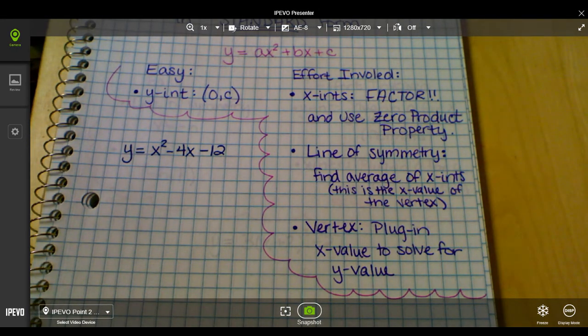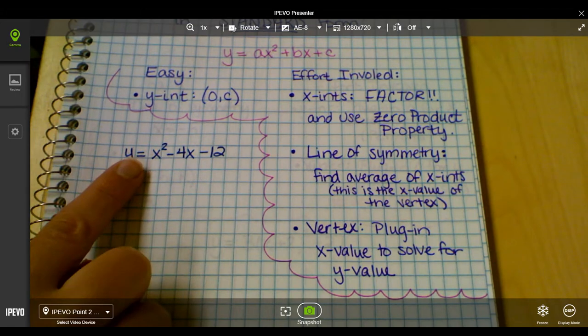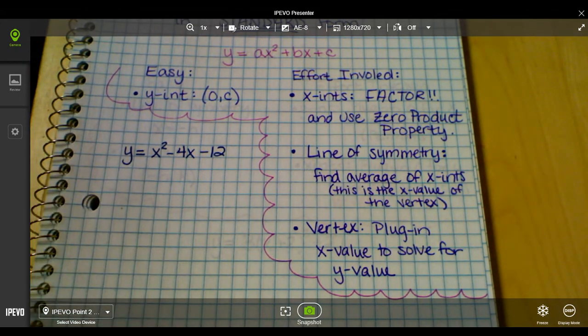In order to get your line of symmetry or to find the x value of your vertex, you're going to have to take the average of your two x-intercepts or find the center, the middle of your x-intercepts. And then once you have that center, you have the x value of your vertex. So all you have to do is plug in the x value and solve for the y value of your vertex. So this is the problem we're going to be working on today.